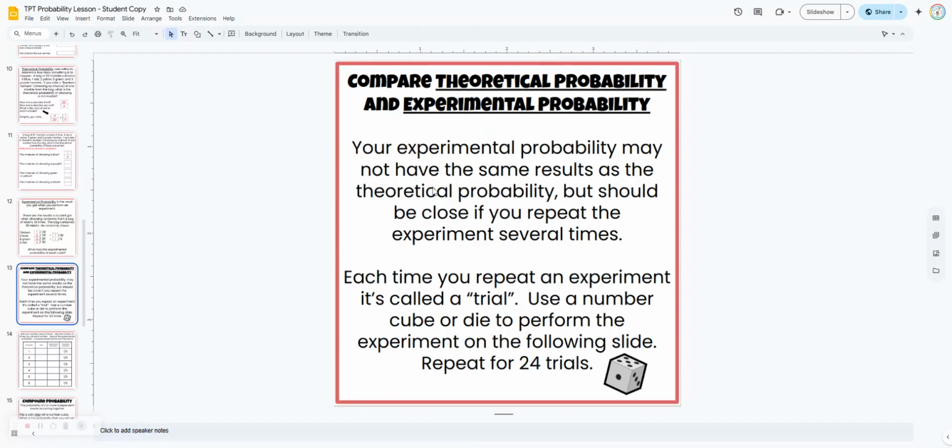Now on the next slide, we're going to talk about theoretical versus experimental probability. Now they may not have the same results, but if they repeat the experiment several times, the answers should be close. So each time they repeated an experiment, it's called a trial. And students are going to use a number cube on the next slide. And if you don't have any number cubes for the students, there is a template. The students can cut it out and glue it together so that they have their own number cube.